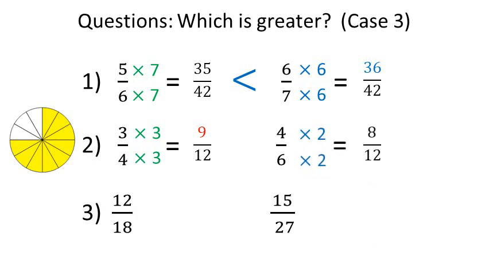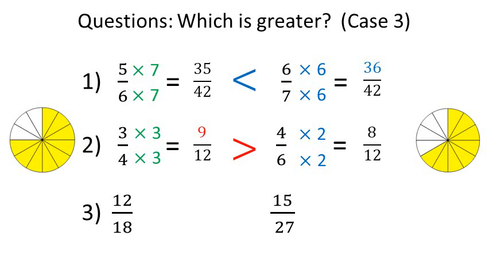Here is the diagram. Now we compare 9 over 12 and 8 over 12. 9 over 12 is greater than 8 over 12. Finally, question number 3. You could multiply both denominators by each other to get the common denominator, but it will be a big number, 18 times 27.